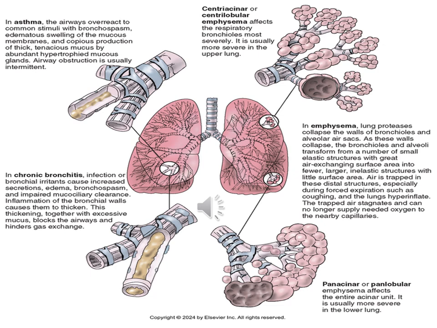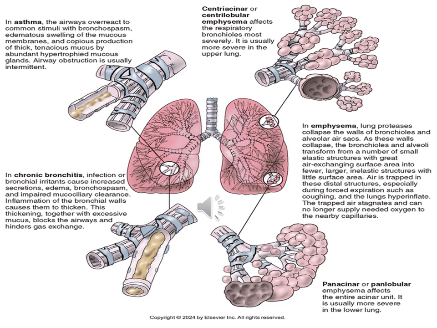COPD includes chronic bronchitis and emphysema. In chronic bronchitis, this is an airway problem. Either infection or bronchial irritants has caused increased secretions, edema, bronchospasms, and then impaired mucus clearance within the bronchioles. Inflammation of the bronchial walls has led them to thicken, then the thickening together with the excessive mucus clogs the airways and hinders gas exchange. So chronic bronchitis, think airway problem.